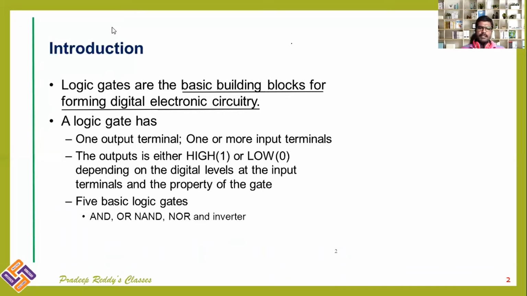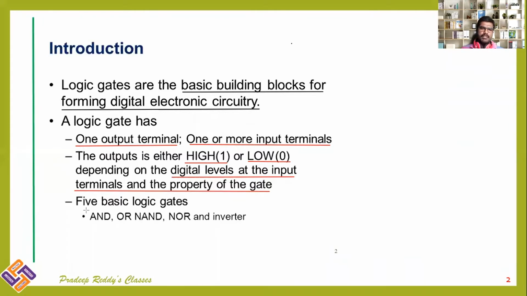Now, a logic gate consists of one output terminal and one or more input terminals. The output is either said to be high or low, and the input can also be either high or low, depending on the digital levels at the input terminals and the property of the gate. So depending upon the gate, the input and output can be either high or low. That we will be discussing in the coming slides.